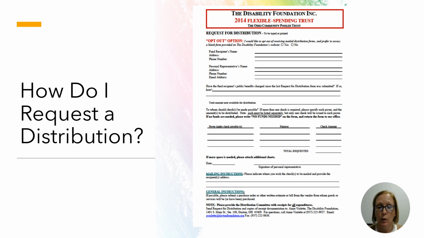So essentially, what will be paid for by the distribution. And the column on the right asks the amount of the check. If you are requesting multiple checks, you will need to fill out each column for each check. After completing this section, you will sign and date the form. And just below the signature line is a section for giving mailing instructions.